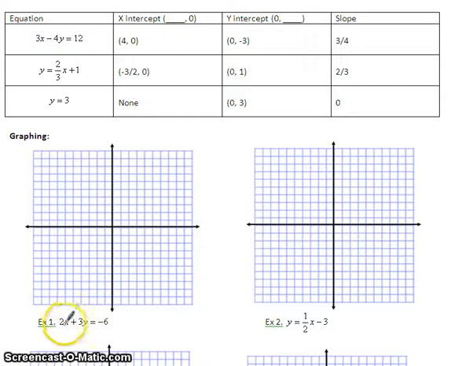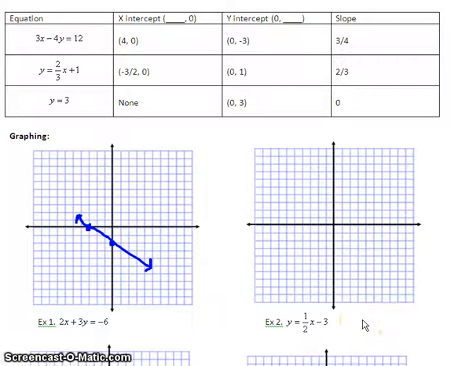So if x is 0, y would give me negative 2, just solving for the y value here. And then if y is 0, x would be negative 3. I have my 2 points, and I can draw my line. It is that simple with standard form.